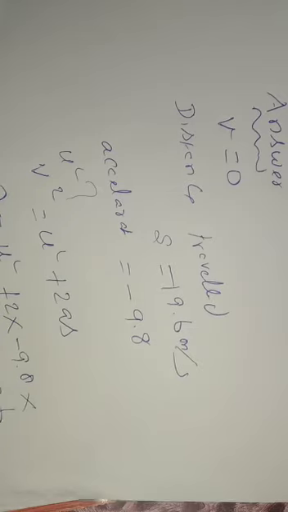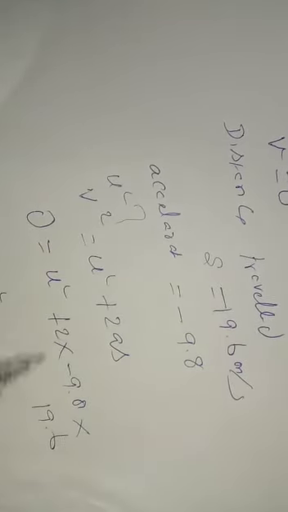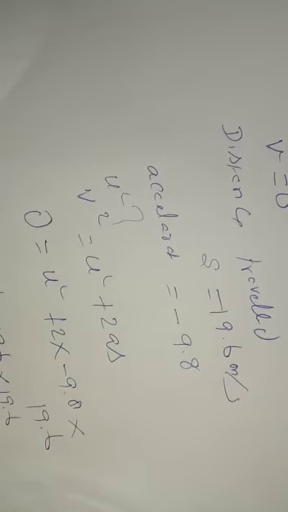So what happens? I got u squared. 2 into 9.8, how much? 2 into 9.8 is 19.6. Minus 2 into 19.6. I can write these as equal to 2 into 19.6 into 19.6 minus u squared. Am I right or not?